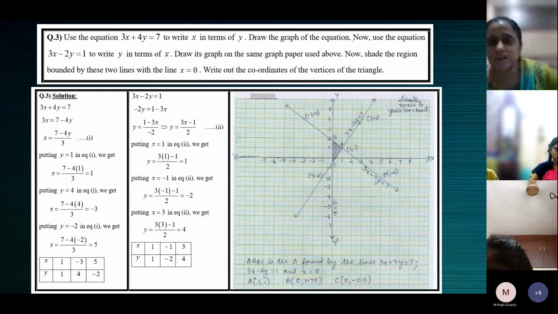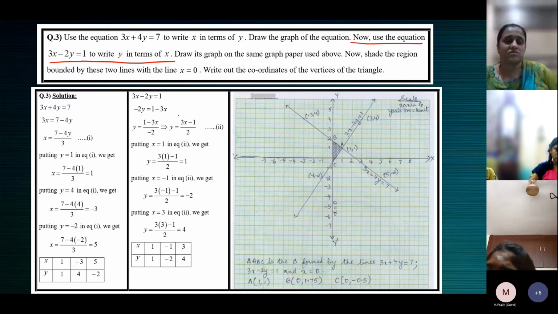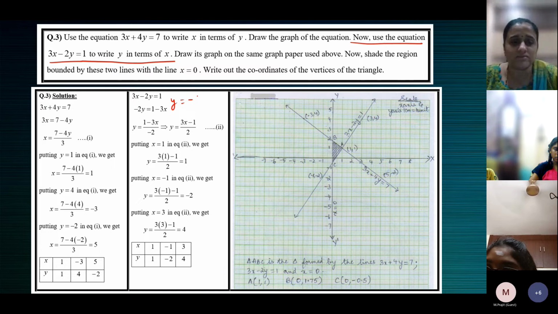Now read the question ahead. Now use this equation to write y in terms of x. So you can see it here, y in terms of x. So 3x minus 2y is equal to 1. Minus 2y is equal to 1 minus 3x. So y is equal to (1 minus 3x) by minus 2. Now, if you want to take away that minus sign from the denominator, change the signs in the numerator. This minus goes up to the numerator, right? So it will become y is equal to (minus 1 minus 3x) by 2.